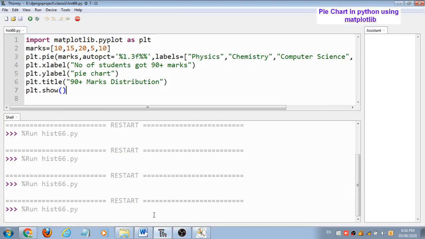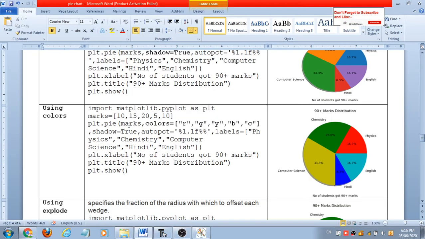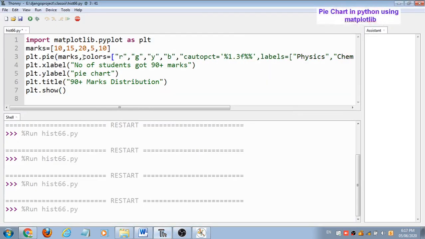Here we are not mentioning any color, so the system default coloring is here. Suppose we want to color as per our choice, then we can use colors. Suppose you use colors equals, then you can use the shortcut method, or you can write the complete name of the color, or you can use hexadecimal values. Suppose like this. Here we have 5 values, so we are assigning 5 colors. This r stands for red, corresponding to this 10, means physics, then green, then yellow, then blue, then cyan color.